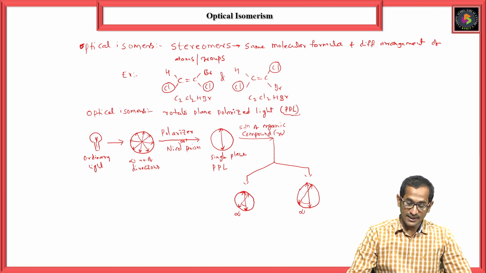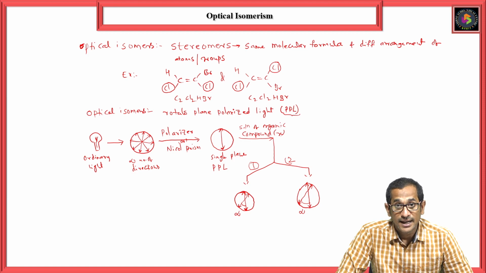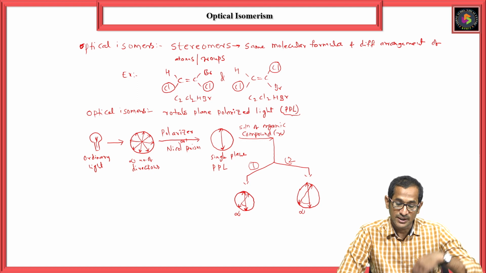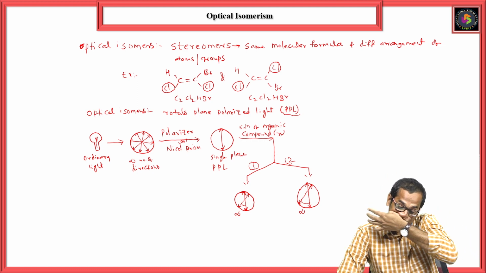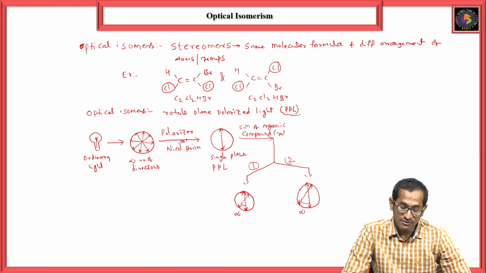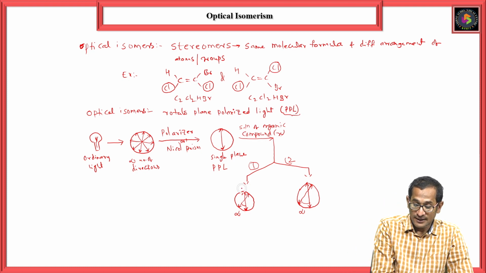See, here in case 1 and case 2, these are the two possible cases when a beam of plane polarized light is passing through a solution of the organic compound. In the first case, the compound rotates the plane polarized light towards the right side.